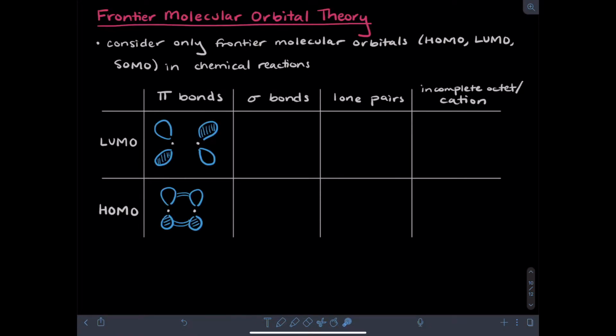The HOMO of a pi bond has side-on overlap of p orbitals, with shading matching, and our LUMO for the pi bond, known as the pi star antibonding molecular orbital, has lobes splayed away from each other and a node down the middle of the molecule.